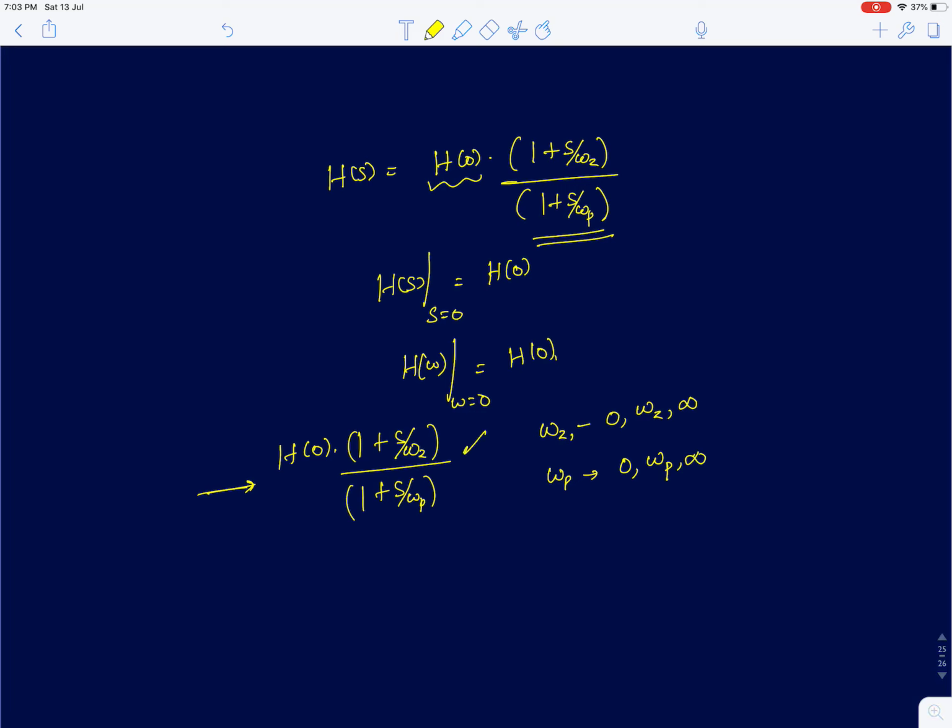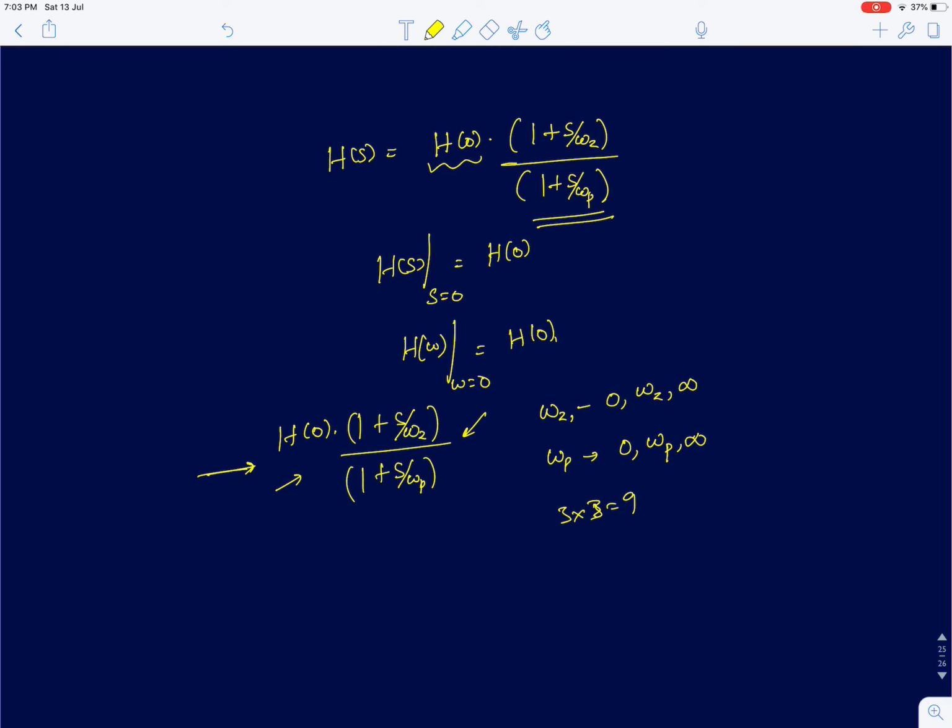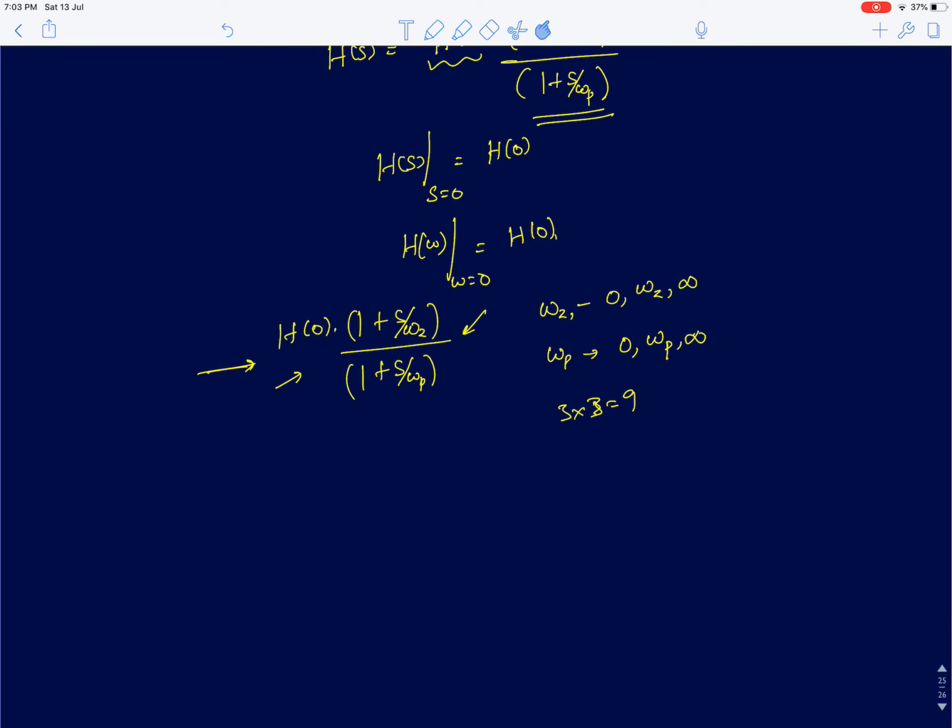Now if I use that for the numerator and denominator, they are independently chosen. Based on that, I'll have totally 9 possibilities. Right, I'll totally have 9 possibilities of transfer functions that I can get here. So it's 3 and 3. So you will totally have 9 possible transfer functions for first order systems.